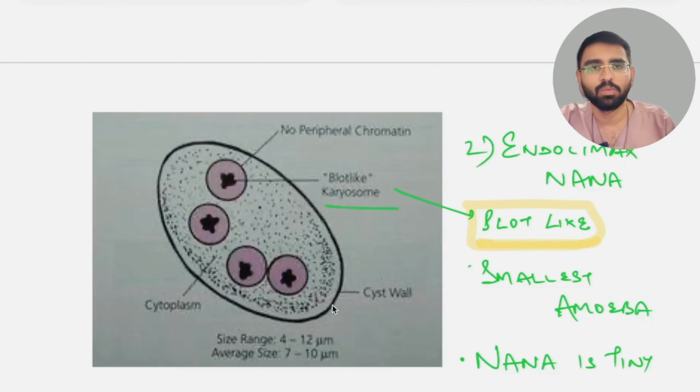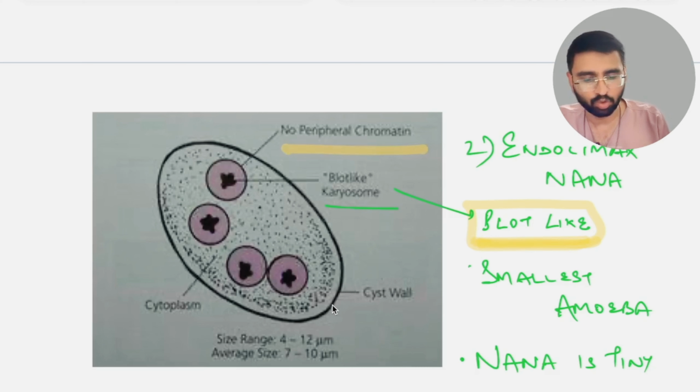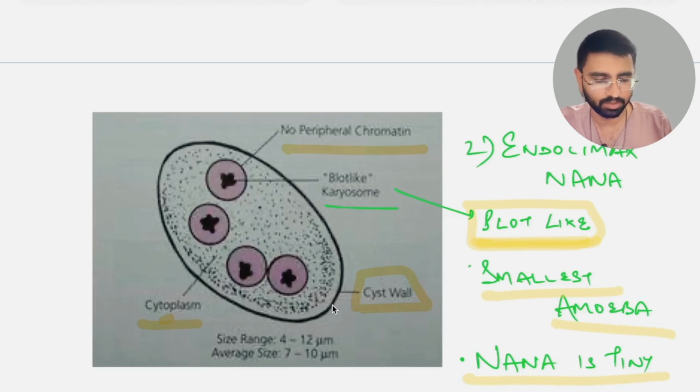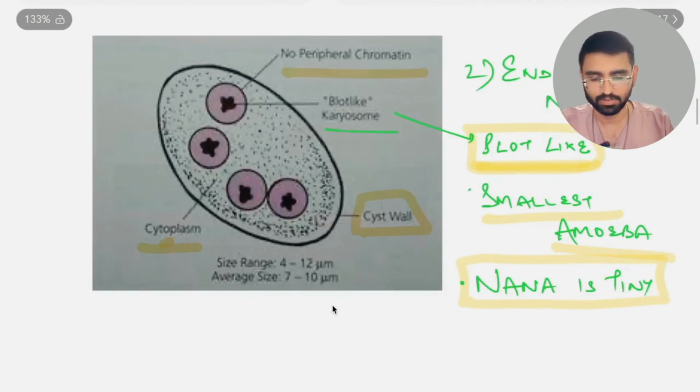Second parasite is Endolimax nana, and Endolimax nana has 4 nuclei. The karyosome is blot-like. There is no peripheral chromatin, and this is the cyst wall, and this is the cytoplasm with a few granules. The main identifying feature is the blot-like karyosome which appears in the stool microscopy. It is the smallest amoeba, and the mnemonic is nana is tiny.